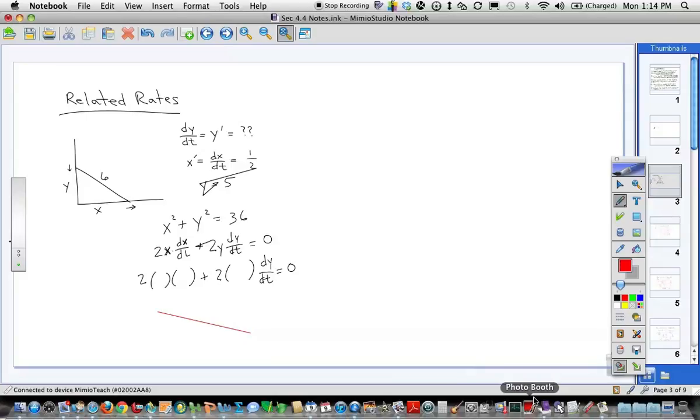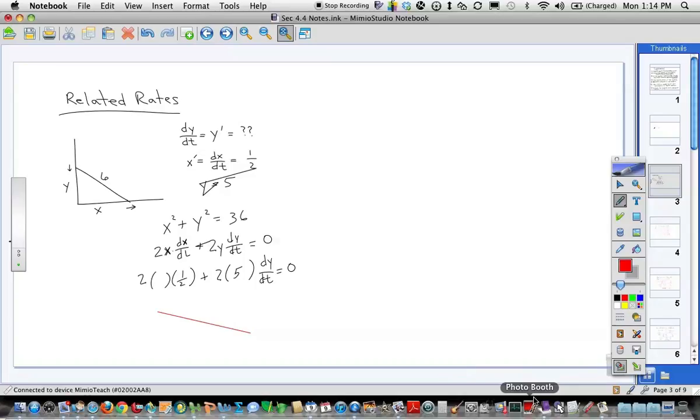Okay? So, let's work backwards. What can we solve in here for y? Or substitute. Substitute in a 5. What do we substitute in for dx/dt? 1/2. What are we going to put for x? Y is 5, so when y is 5, we'll know what x is. When the ladder is 5 meters up the wall, it will be a certain distance away from the wall.